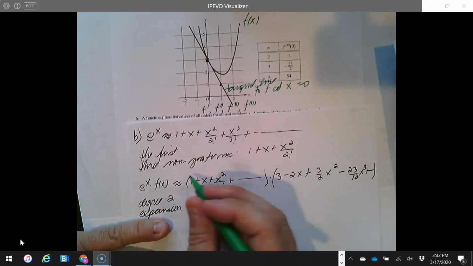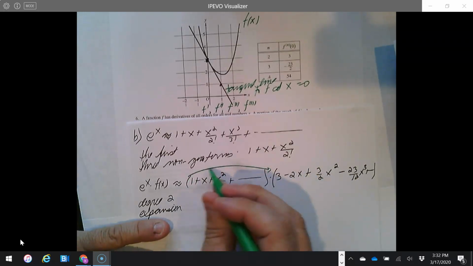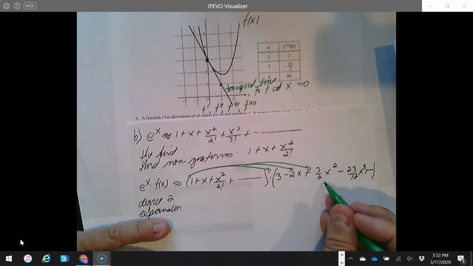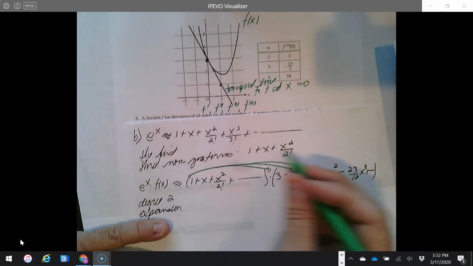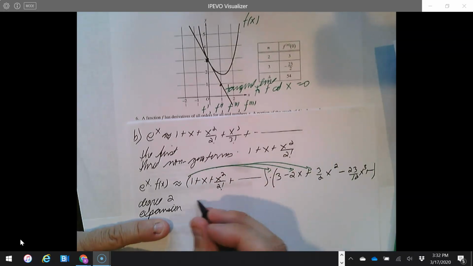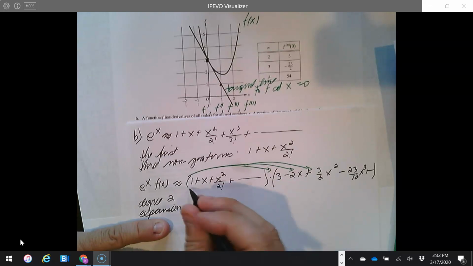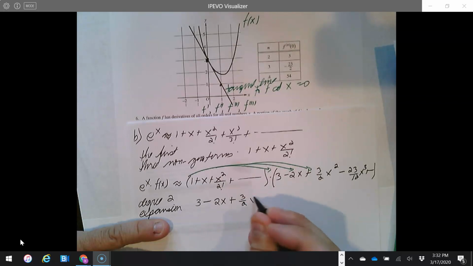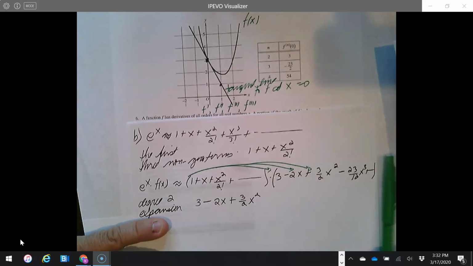Think about your multiplication. The 1 gets multiplied by the 3, with the negative 2x, and with the 3/2 x squared. And yeah, the 1 would multiply with the negative 23 over 12 x cubed, but that degree is too high. So I'm going to have 1 times 3 is 3, 1 times negative 2x, and 1 times 3/2 x squared.